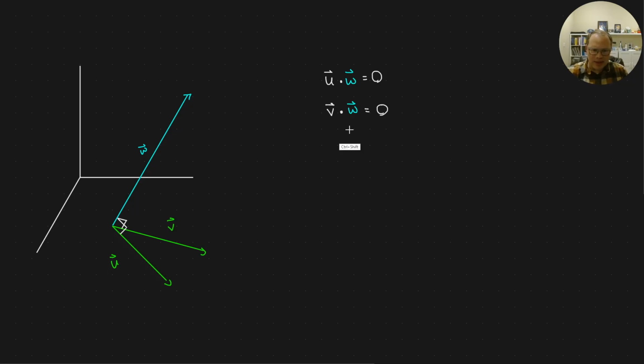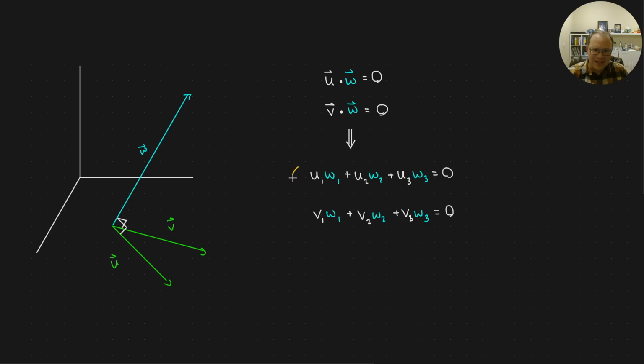Okay, so what does that mean? Let's translate that into its individual components. Let's actually take the dot product. So I'll just multiply corresponding components. So that'd be U1 times W1 plus U2 times W2 plus U3 times W3 equals 0. And then same thing for the second equation. Taking the dot product, multiplying the corresponding components, and then adding them together, I get V1 times W1 plus V2 times W2 plus V3 times W3 equals 0.